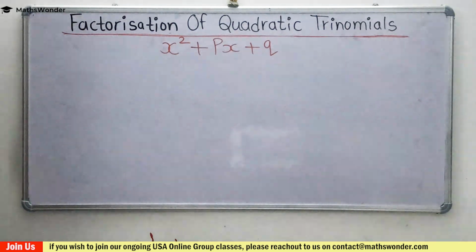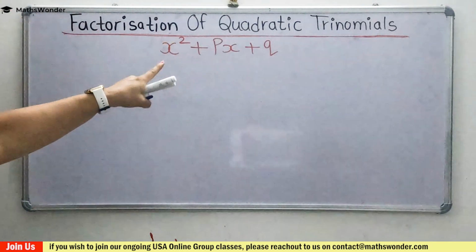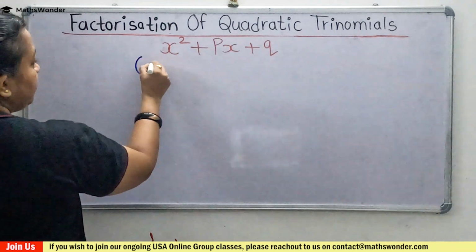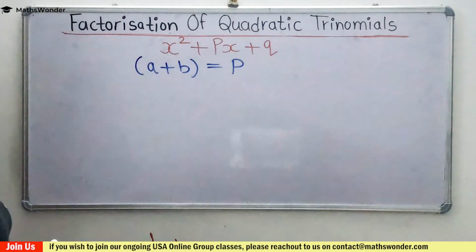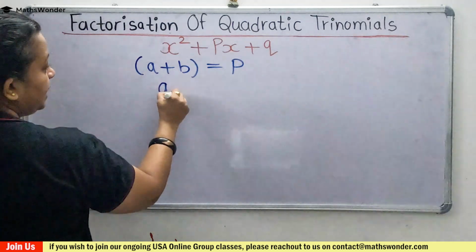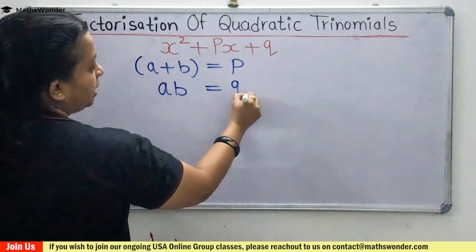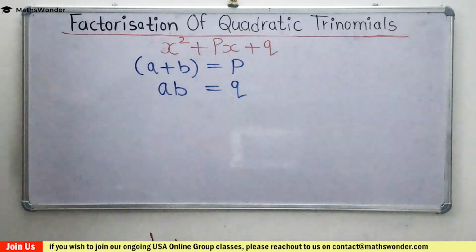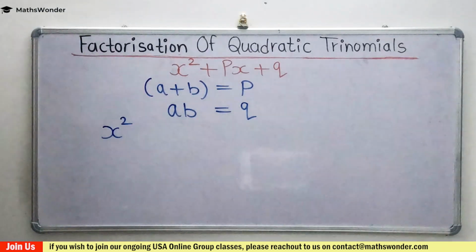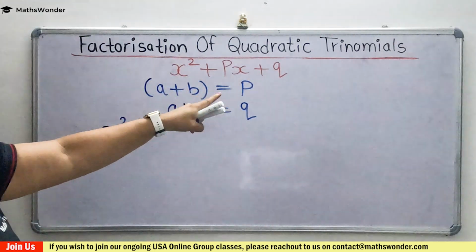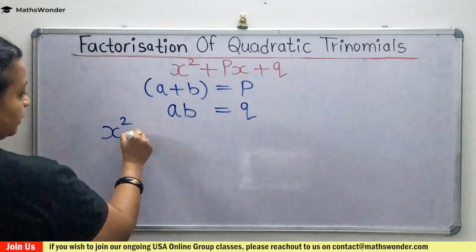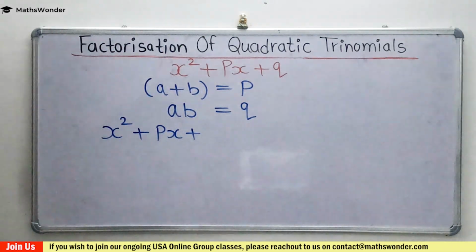Now your question is what is p and what is q here. For factorizing x square plus px plus q, we find two numbers a and b such that a plus b is p, and ab, the product form, is q. So a plus b is your p and ab is your q. Now, how will you find it? Then your factorization will be: x square plus px plus q, where a plus b is equal to p and q is ab, the product. Now, the format will be x square plus px plus q.